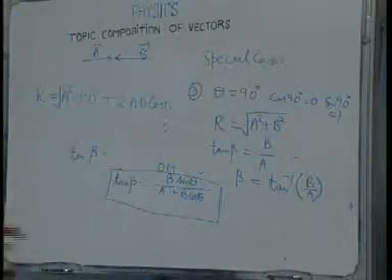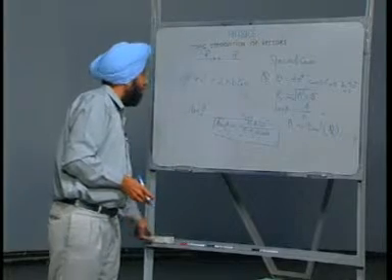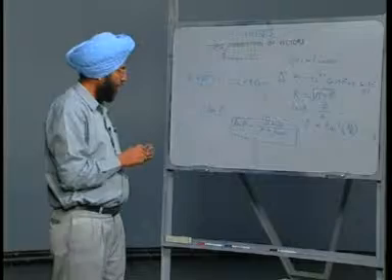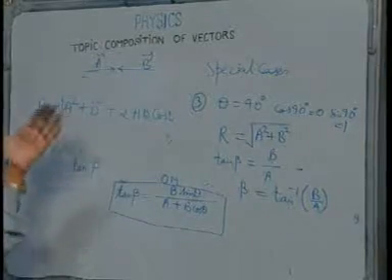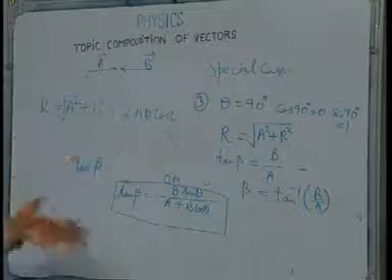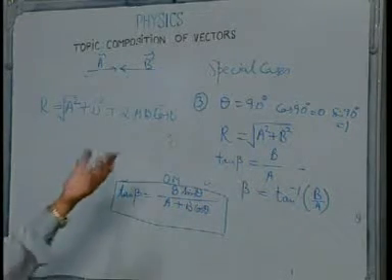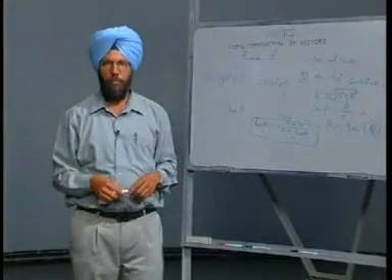So, with this we have found the resultant both in magnitude and direction in three different cases: when the two vectors are parallel, when the two vectors are anti-parallel, and when the two vectors are at right angle to each other. That is all.